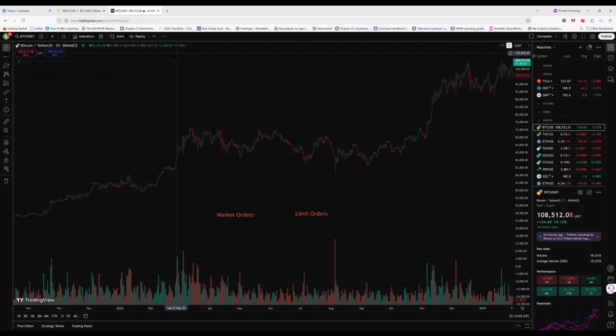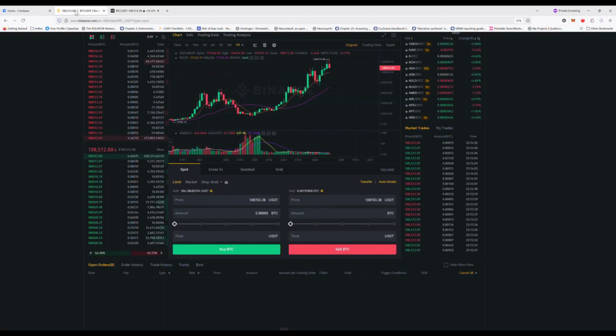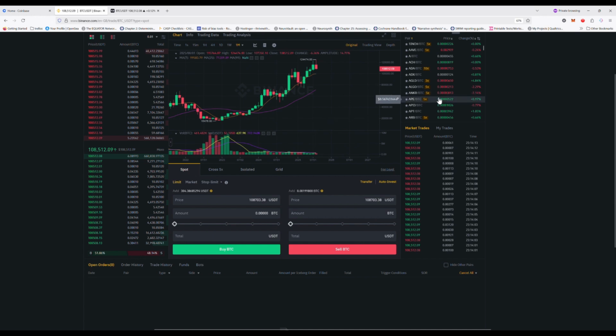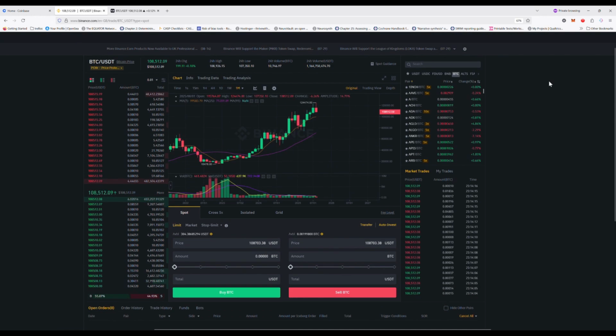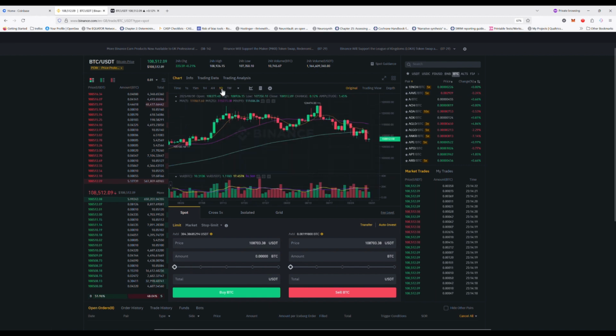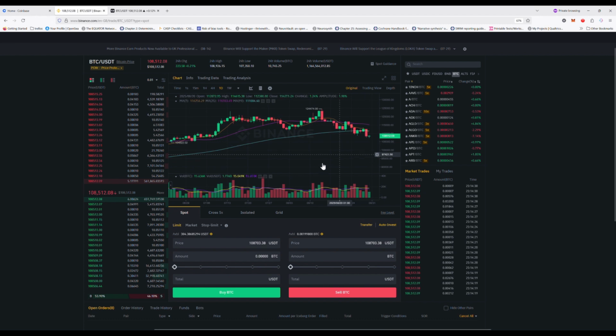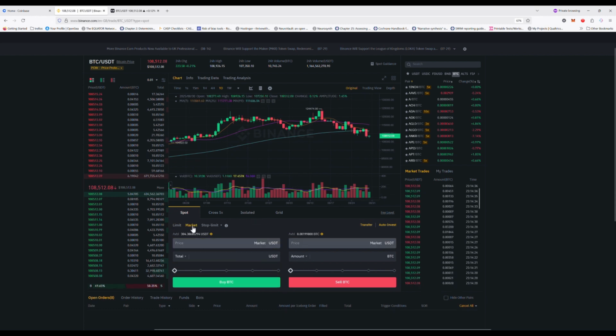So if I switch to, for example, the Binance website, this is the web application of Binance. This is again the Bitcoin USDT price, except this is a monthly chart. I can switch it to daily charts. And you can see here again the price is 108,512. At the bottom of this page, you can see I can choose to buy at market, and the price would be the current price.